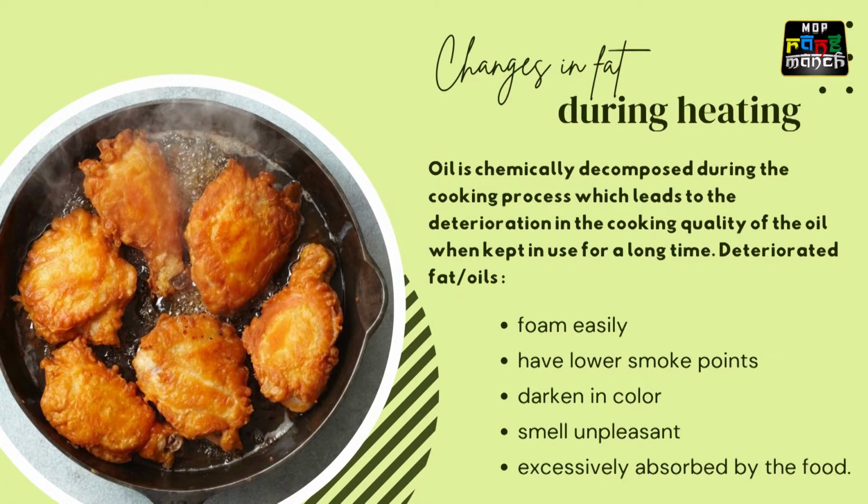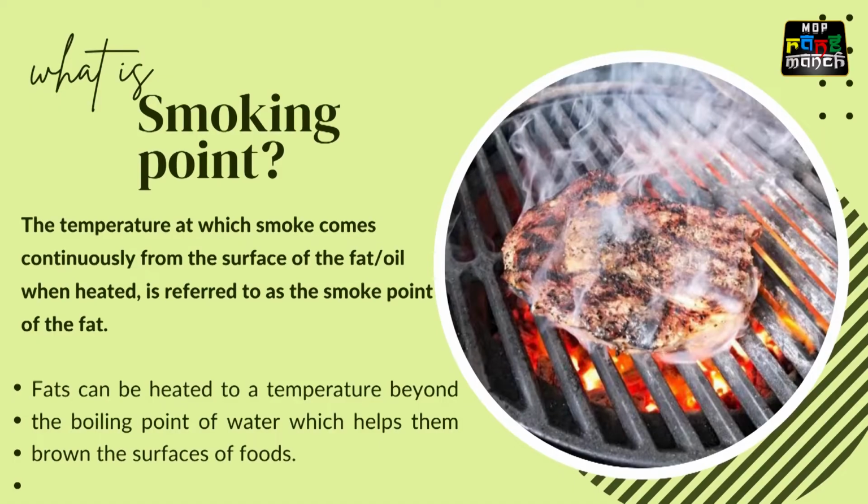Changes in fat during the process of heating. There are 4 ways in which oils get chemically decomposed, which leads to a diminution of smoke point and operating temperature. Oil is chemically decomposed during the cooking process, which leads to the deterioration in the cooking quality of the oil when kept in use for a long time. Deteriorated fats or oil foam easily, have lower smoke points, darken in color, smell unpleasant and is excessively absorbed by the food.